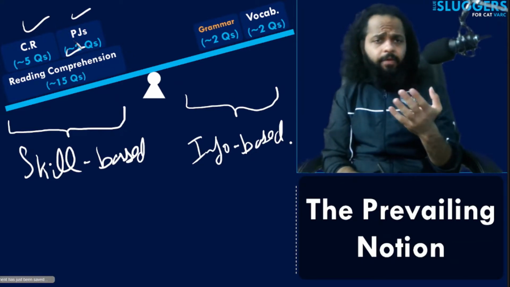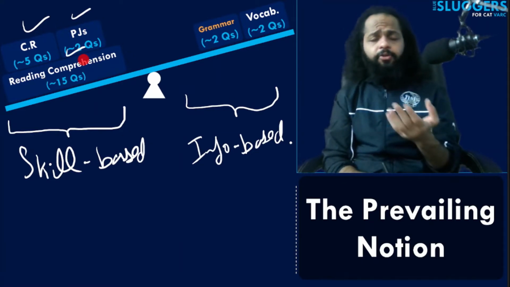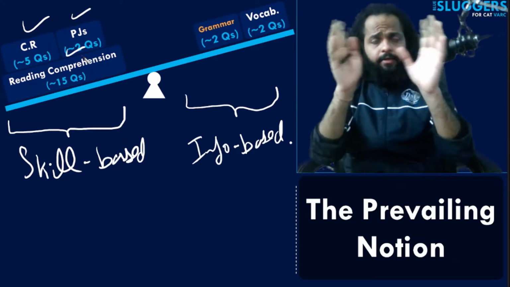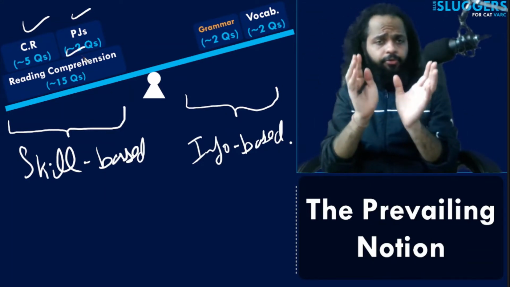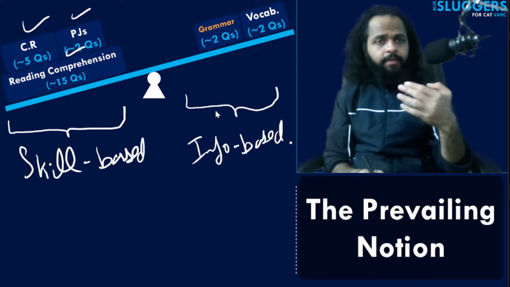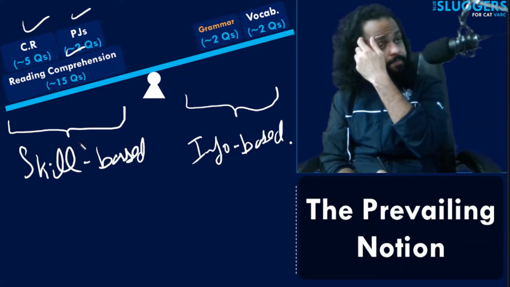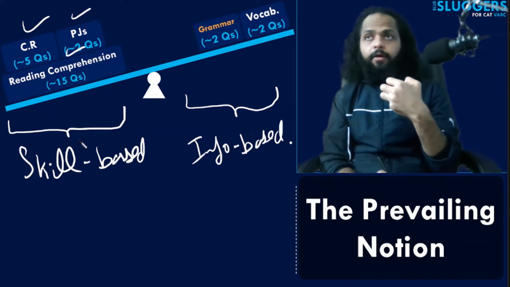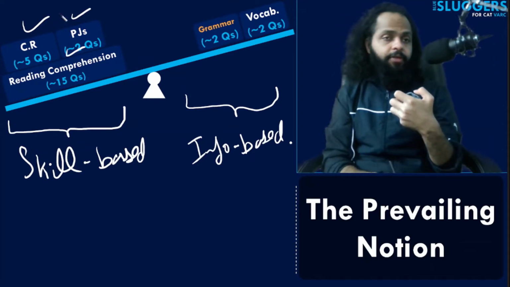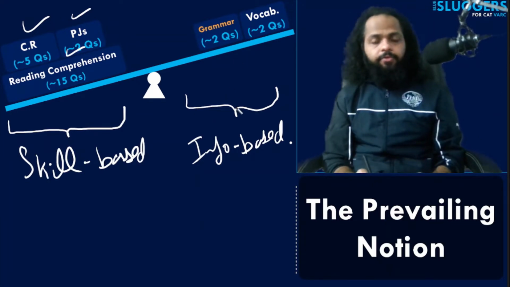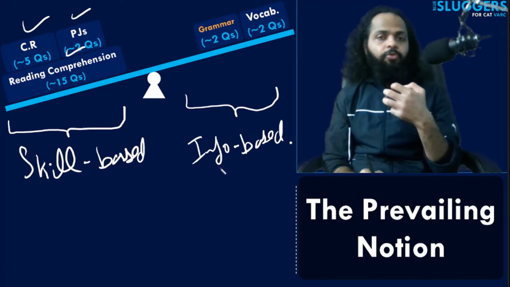Same applies for parajumbles, same applies for your reading comprehension question types. Again, the number of skills, parameters and factors involved here that you need to work on is limited. And hence, you'll be able to see a more ready improvement. You'll see improvements on a more immediate basis if you invest your time in the skill-based question types. However, in the case of vocabulary and grammar, these are question types which are more information based.